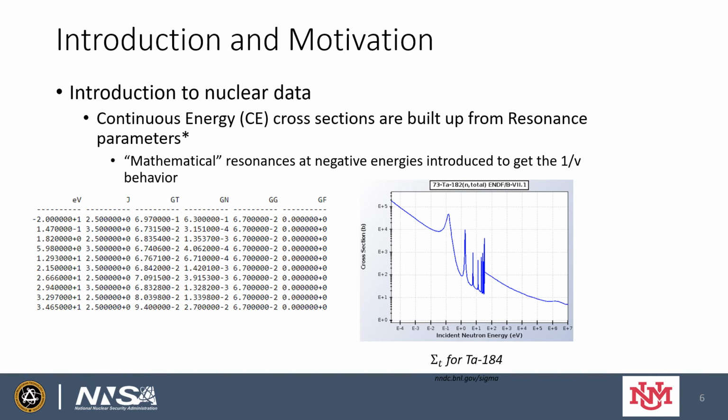Now I'm going to switch gears a little bit here to give a bit of a background about cross-sections, because if you're like me, when you've thought about cross-sections, your mind usually pictures something like this on the right, a nice line across 11 orders of magnitude with no issues whatsoever. As it turns out, these continuous energy cross-sections are built up from resonance parameters like you see here on the left. These resonance parameters include things like the energy of the resonance, that's the leftmost column, or the width of the resonance. And through mathematical trickery, we can represent all cross-section behavior as a series of resonances.